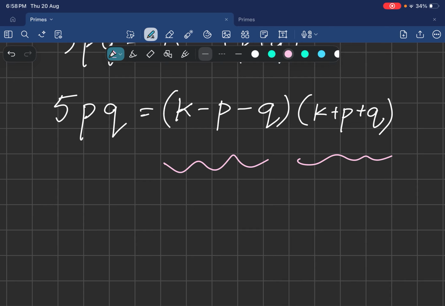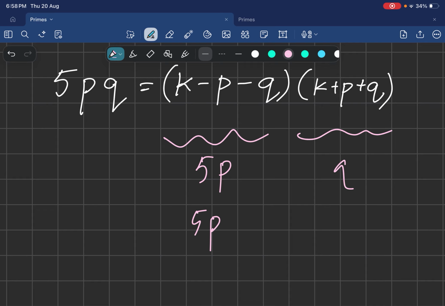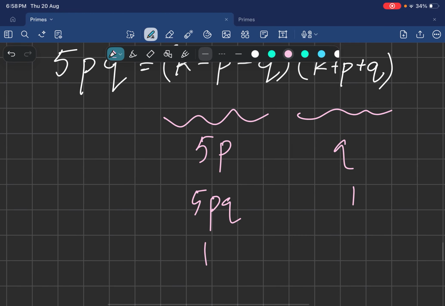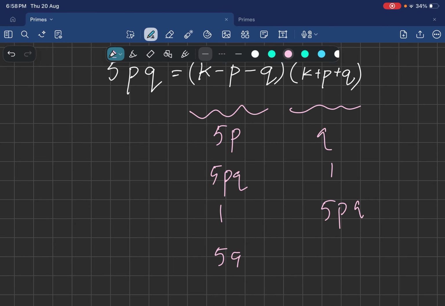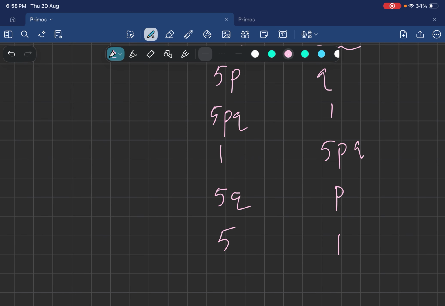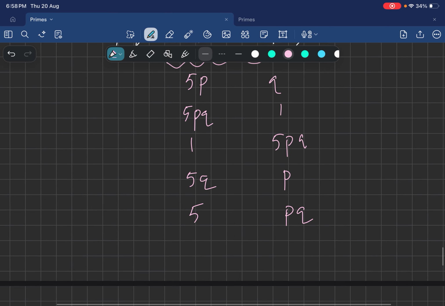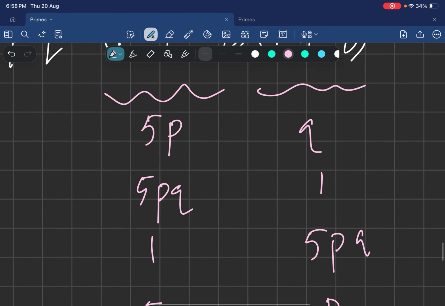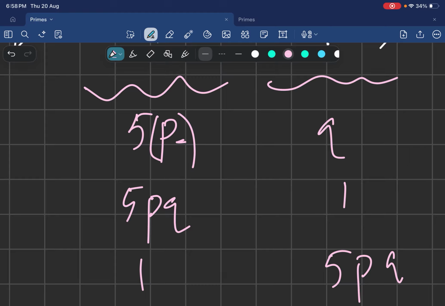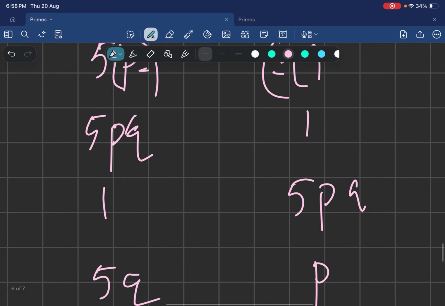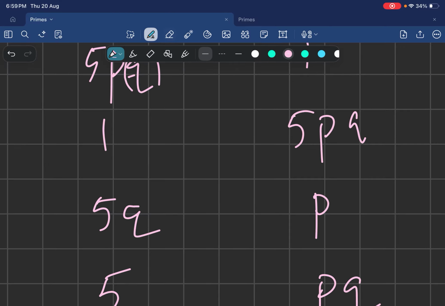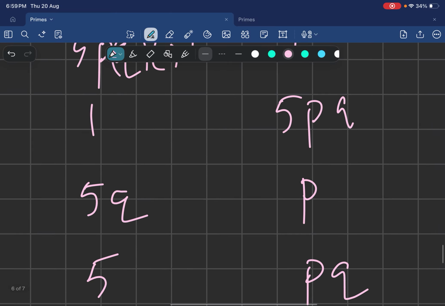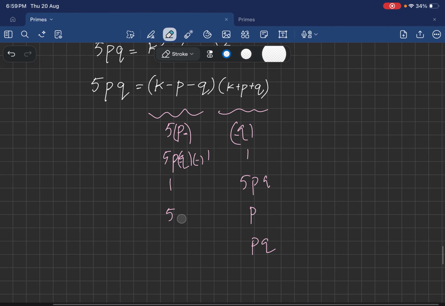I can let this factor be something. I can make cases where this is 5p, this is q, or this is 5pq, this is 1, or this is 1, this is 5pq, or this is 5q, this is p, this is 5, this is pq, and much more. And there is an even worse thing, which is that I can let these factors be negative, which means I'll have negative cases as well, and it will be so much work. It will be a huge work, wouldn't it?